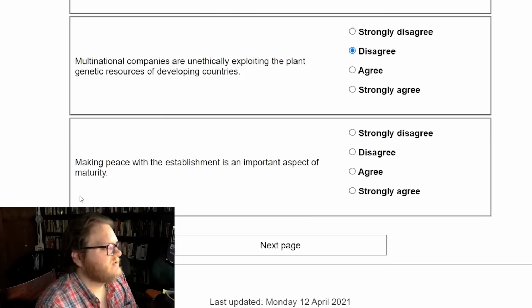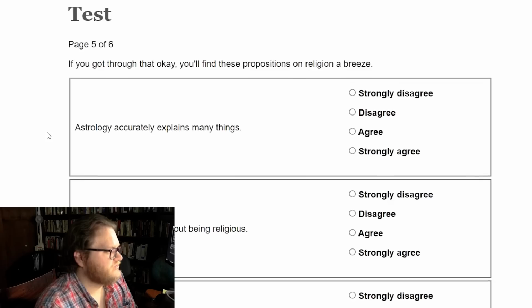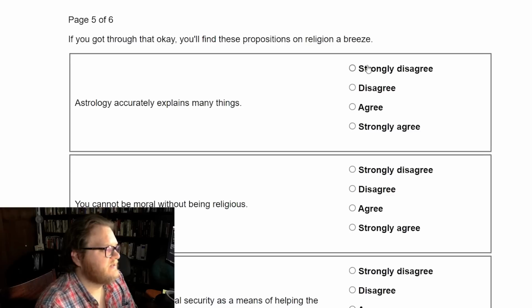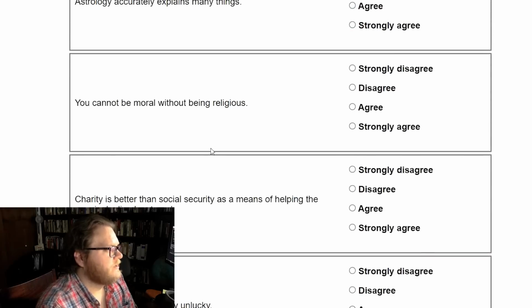Making peace with the establishment is an important aspect of maturity. Strongly agree. Astrology accurately explains many things. Strongly disagree. You cannot be moral without being religious. Mildly agree, though once again what counts as a religion can be debated.